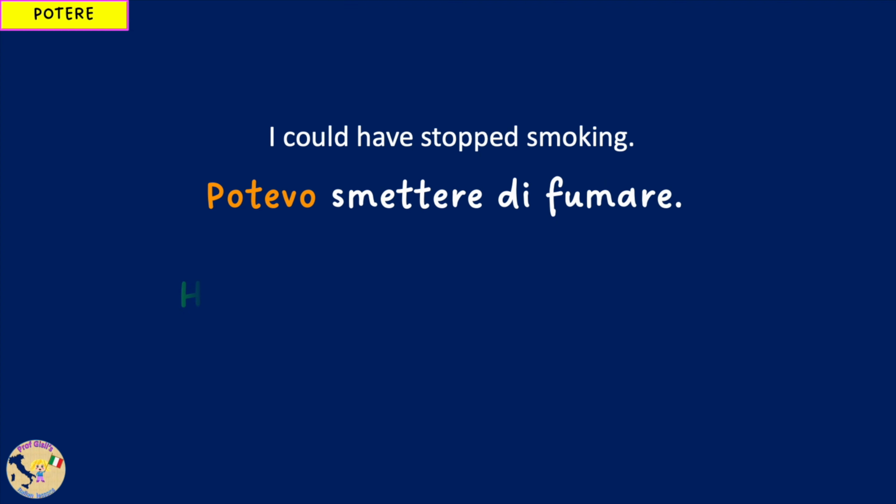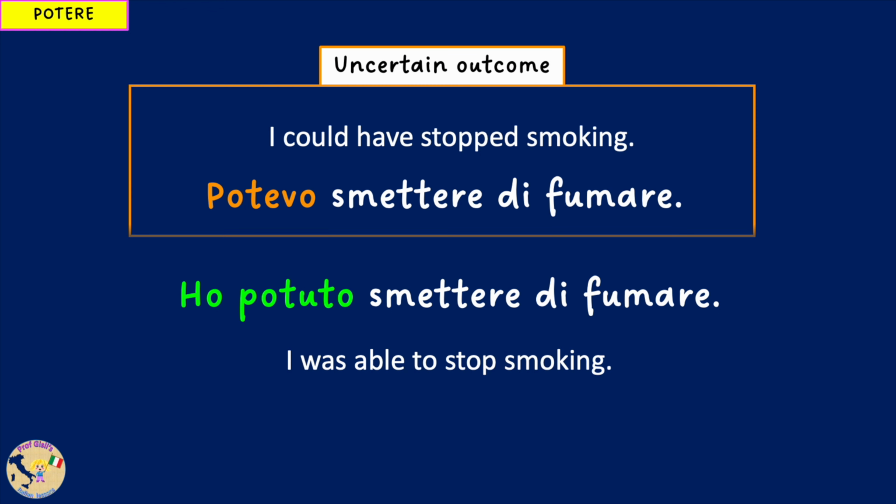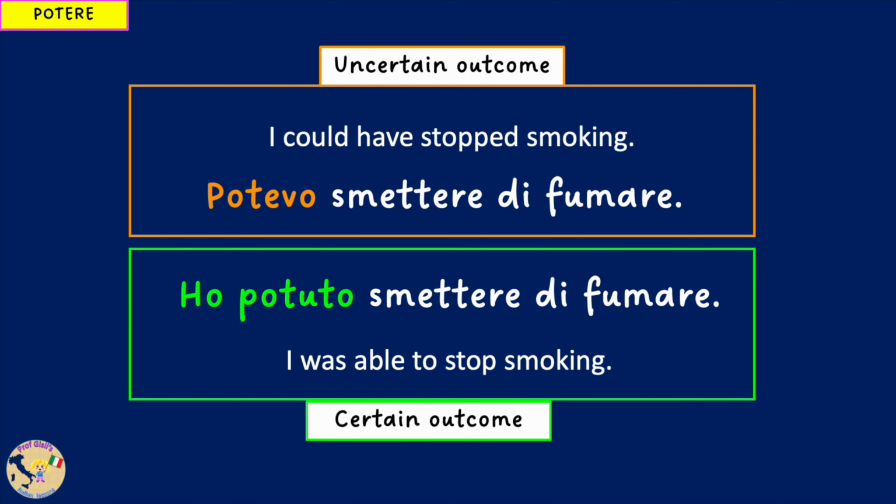Examples with verb potere. Potevo smettere di fumare. Ho potuto smettere di fumare. The use of the imperfetto in the first sentence expresses uncertainty. We know that the speaker had the possibility to stop smoking at some point, but we do not know whether he or she did actually give it up in the end. In the second sentence, on the other hand, the use of the passato prossimo ho potuto gives a clear indication that the speaker was indeed able to give up smoking. The outcome of the action is certain.